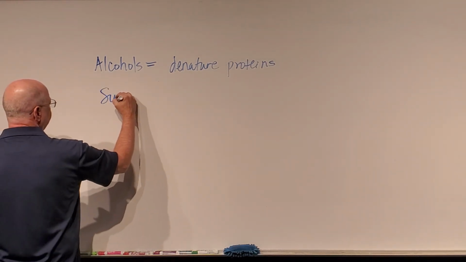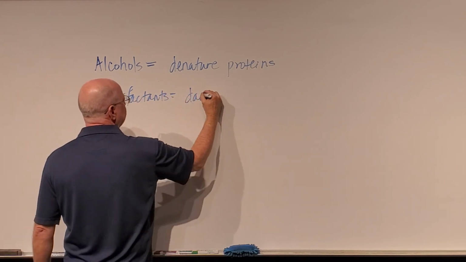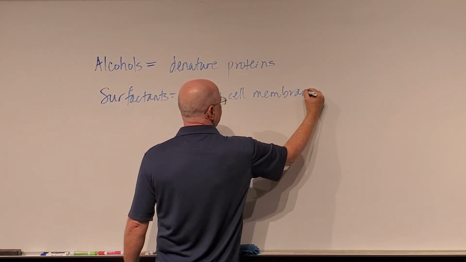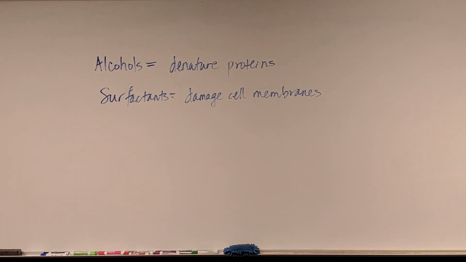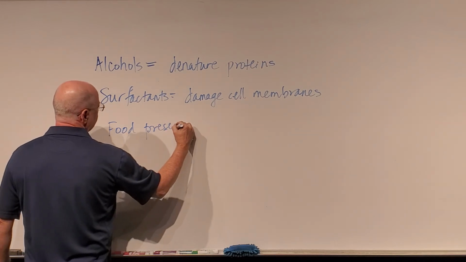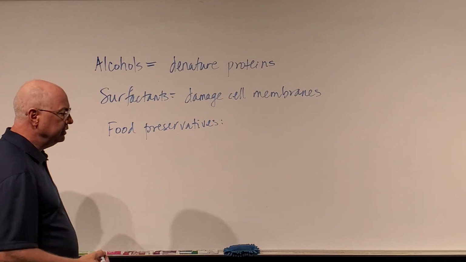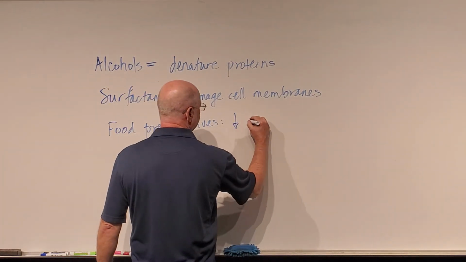There are things called surfactants. Surfactants very often can damage cell membranes, and certain surfactants are good at killing microbes. We do have a surfactant in our lungs that prevents our lungs collapsing. And one group of chemicals are called the food preservatives. I'm not going to go into any of the specific chemicals. There's a long list of food preservatives. But essentially, a lot of the food preservatives can decrease microbial growth.